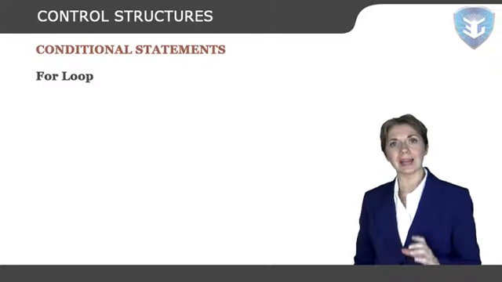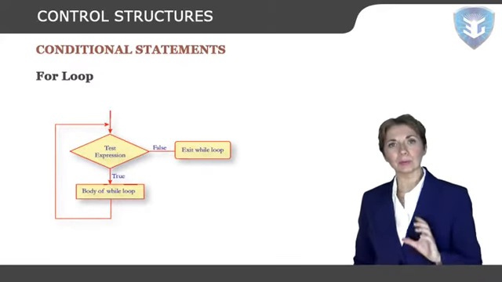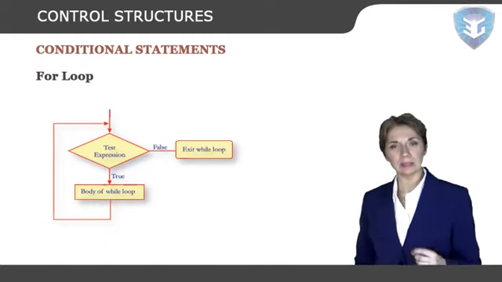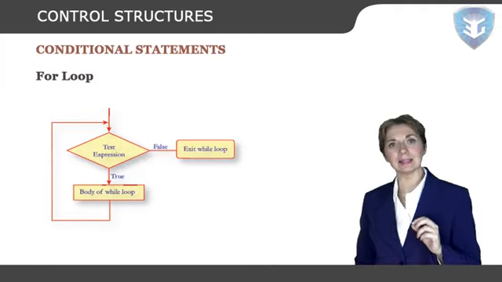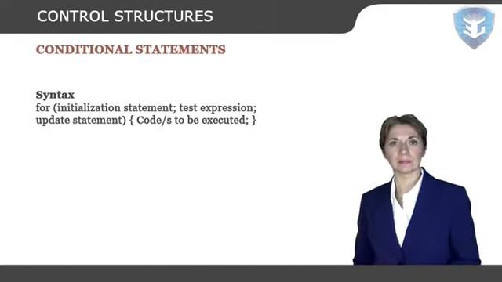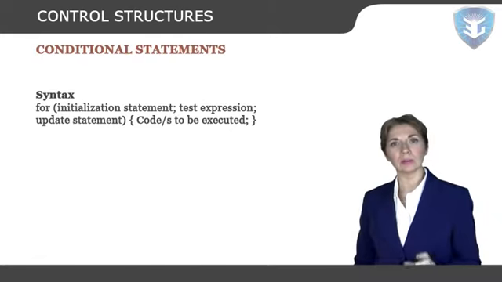For loop. A for loop is a programming language statement which allows code to be repeatedly executed. A for loop is classified as an iteration statement. Syntax is shown on the screen. Look at the example of the for loop. Output is shown on the screen.